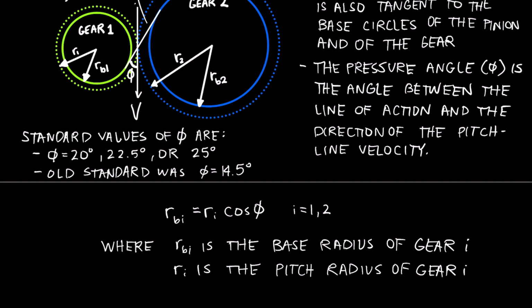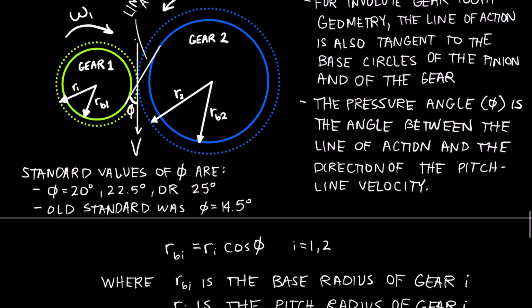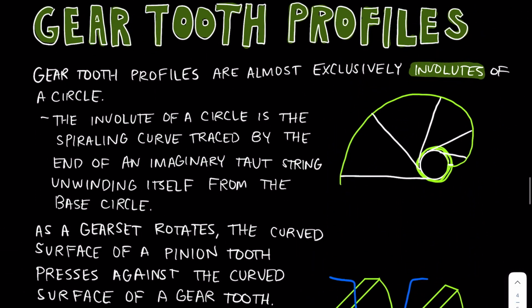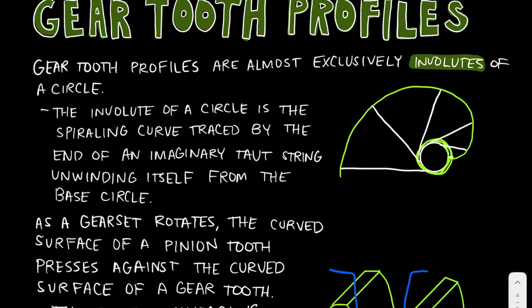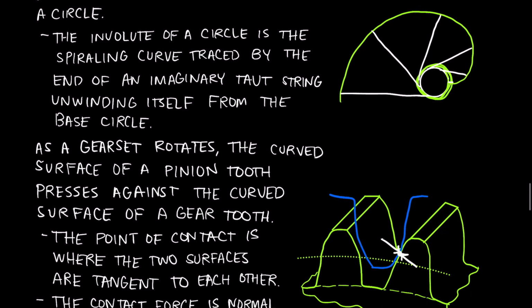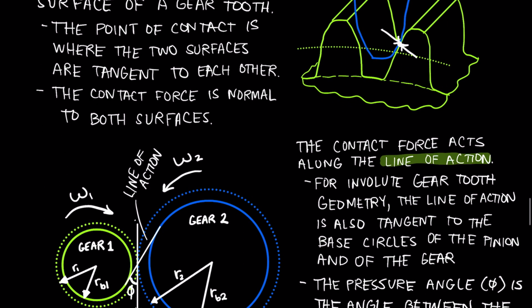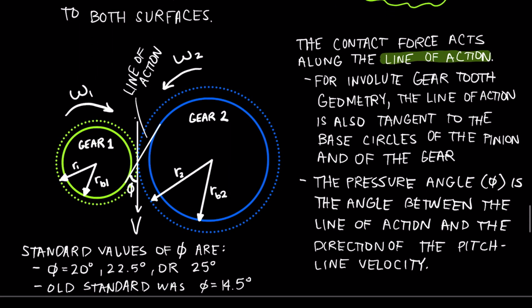So that's all I have for you for this video. I hope you found it helpful learning about the shapes of gear teeth and how they provide equal and opposite contact forces between the gear teeth, where the line of action of the forces between those two gear teeth is located, and then lastly the pressure angle, which I forgot to highlight.